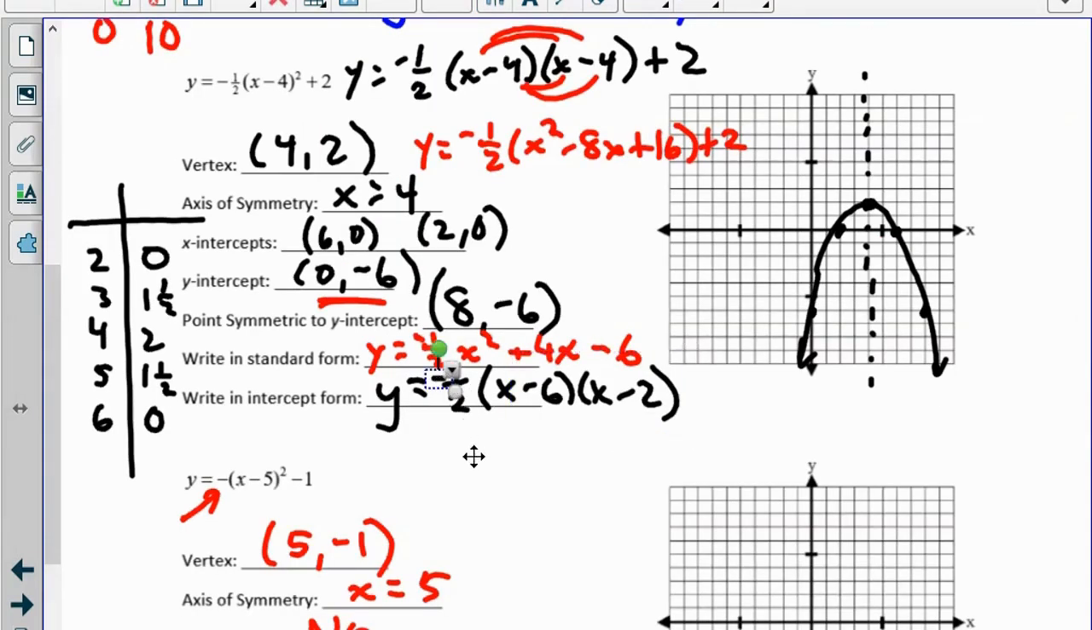Just in case you missed it earlier, I missed the negative sign there. So this should be y equals negative 1/2 x minus 6, x minus 2.